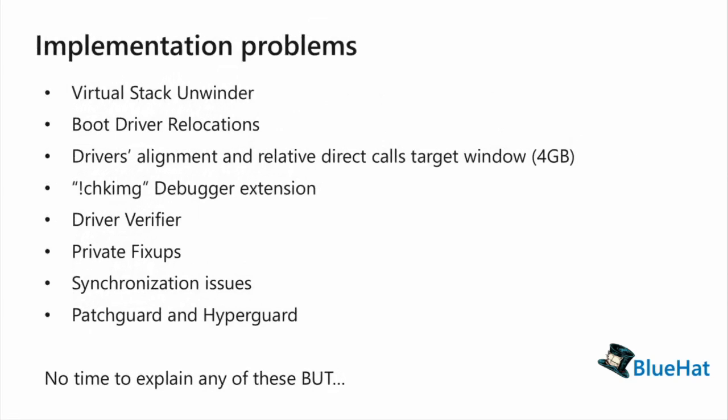As you can see, here are the implementation problems that we faced. There are a lot, and I don't have time to explain all of them, so I can only mention some. One example was the virtual stack unwinder. We had problems with boot driver relocation: when the NT kernel in the beginning was relocating drivers virtually, a driver could be 4 GB far from another one. So we couldn't apply import optimization because the direct 32-bit call or jump uses a 4 GB window, so we were screwed, basically.